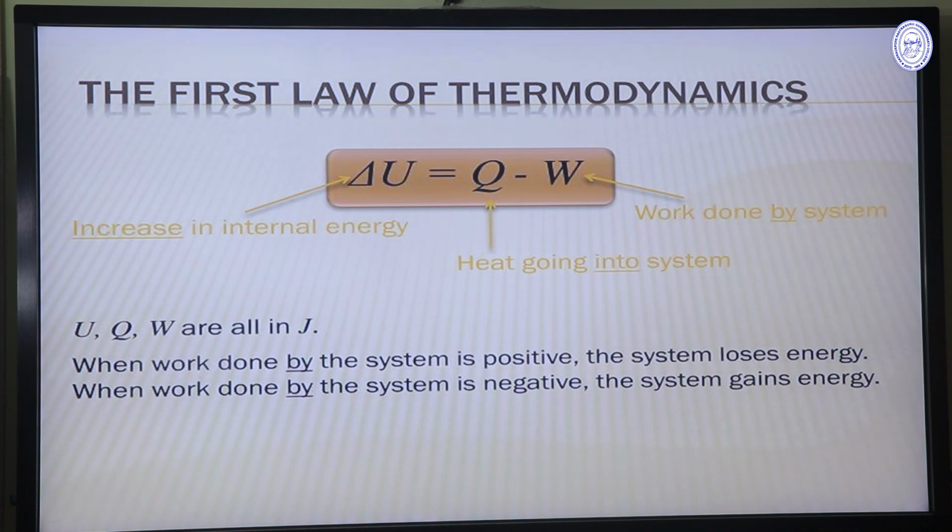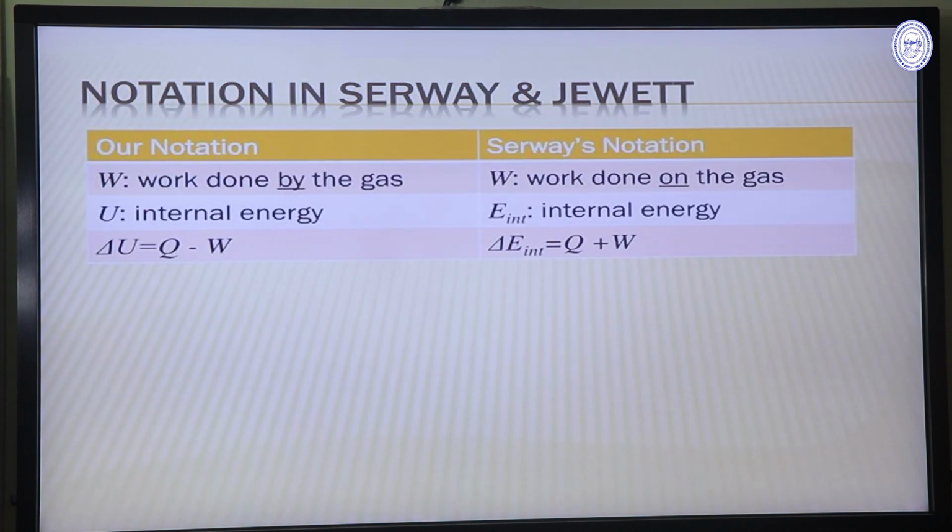When the work is done by the system, the system is losing energy. I'm sorry, when the work is done on the system, it will gain energy and it will be positive, and when the work is done by the system, it will be negative and the system is losing energy. Now if you look into the two conventions, there are basically two most widely accepted conventions.